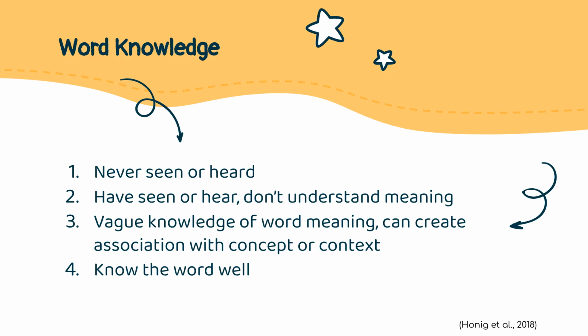There are four levels of word knowledge. So the first level is when you have never seen or heard a word. The second is when you've seen or heard it, but you don't understand the meaning. The third is when you have a vague understanding of the meaning of the word and can create associations with concepts or contexts. And then the fourth is when you know the word and understand the word well.